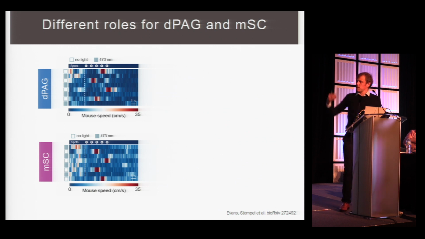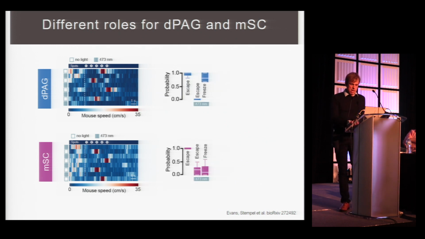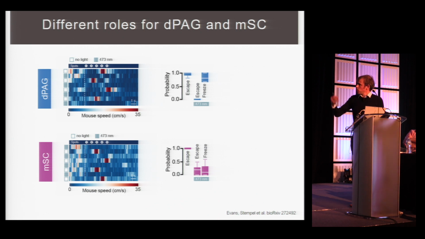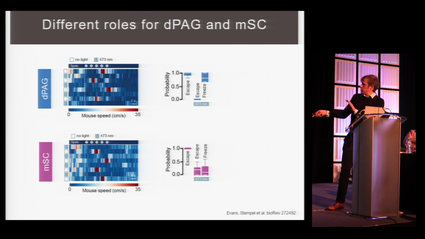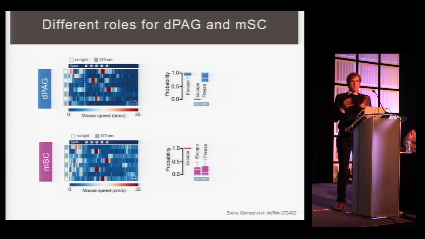So both of these regions are necessary for the escape behavior. However, when we block the dorsal PAG, we don't block a defensive response. We block selectively escape, but the animal still engages in the defensive behavior, which is freezing. So we switch the defensive behavior, which means that the threat detection mechanism is still intact, but the animal cannot initiate escape. However, when we do this for the superior colliculus, we block most forms of the defensive behavior.